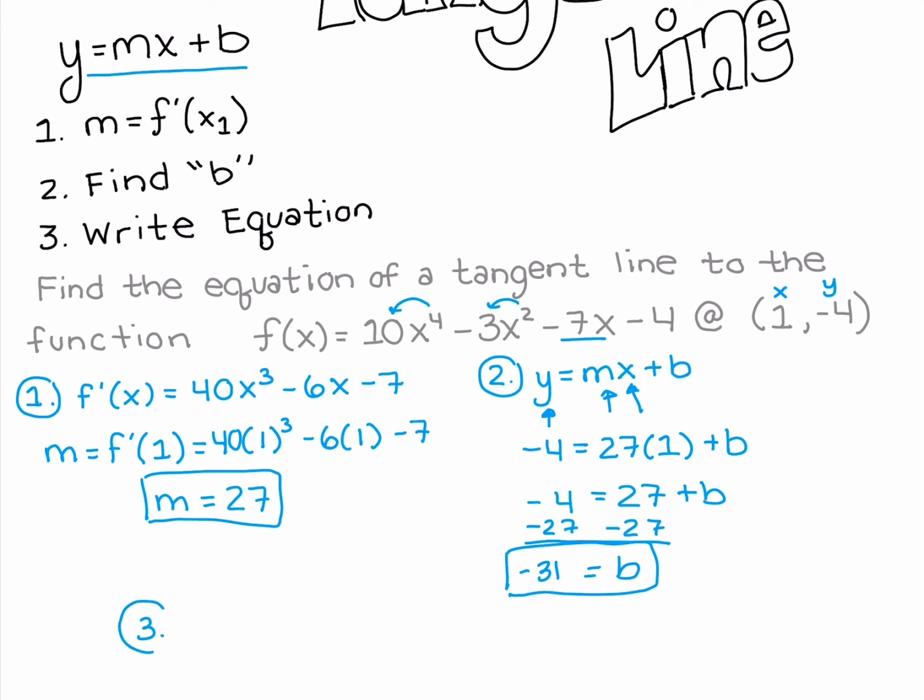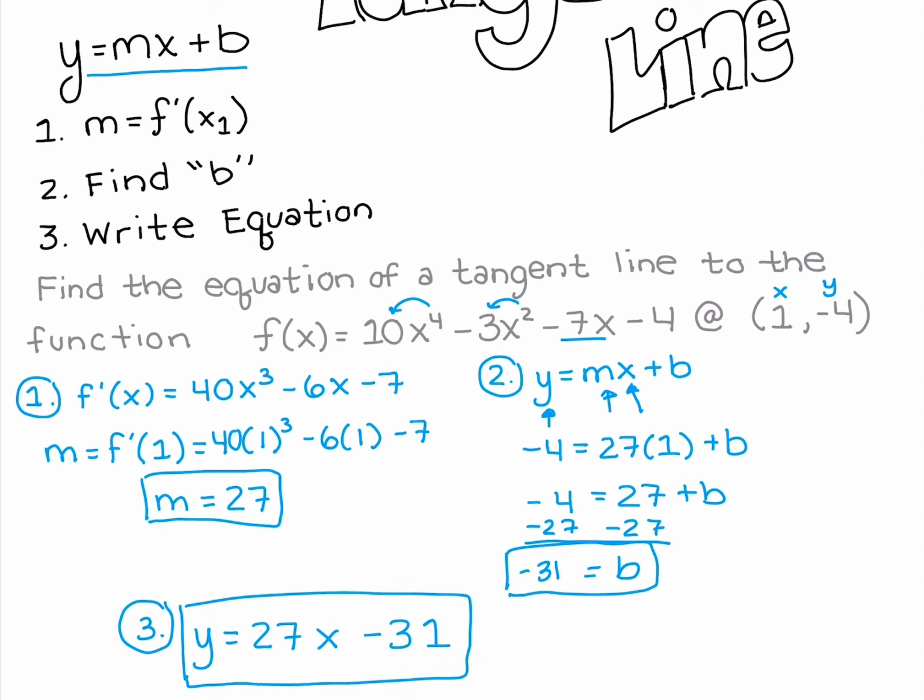And your third and final step isn't really a step, but you don't want to forget to do it. You're asked to find an equation. Now we're on to writing an equation. So our last step is this is y equals 27x and then minus 31. The general form is y equals mx plus b, but b isn't always positive. For this one, it's a negative 31.